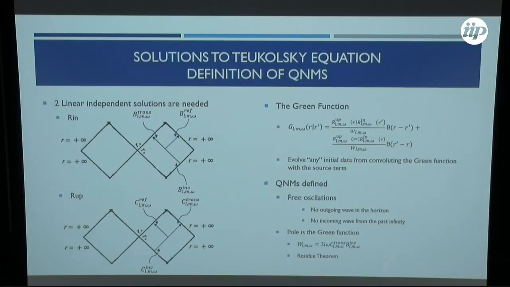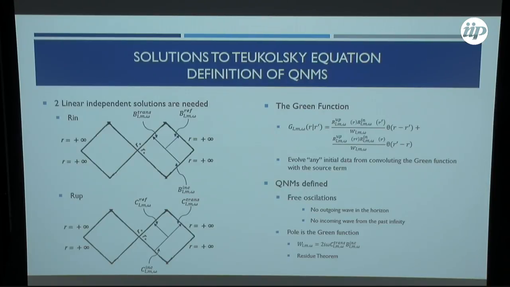So mathematically speaking, what are the quasi-normal modes? They are defined with no outgoing wave at the horizon and no incoming wave from infinity. So they are freely driven oscillations. There is no external force there. And in a more mathematical definition, they are poles in this Green function.